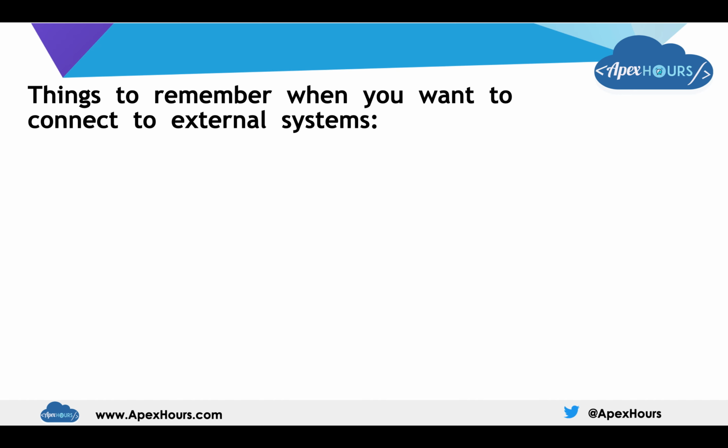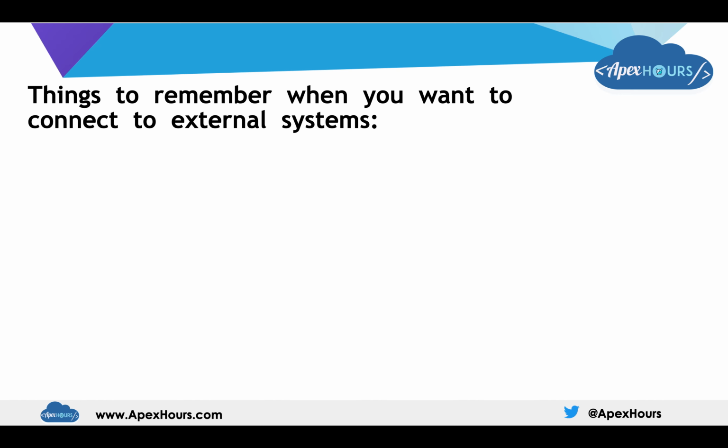Now, things to remember when you want to connect to external systems. First of all, what are external systems? Remember when we discussed what the integration domain is, that means we are just mediating between two different systems. We are like a broker, right? You are grabbing the data and sending it to someone else, or you're exchanging the information. That's all what you do.